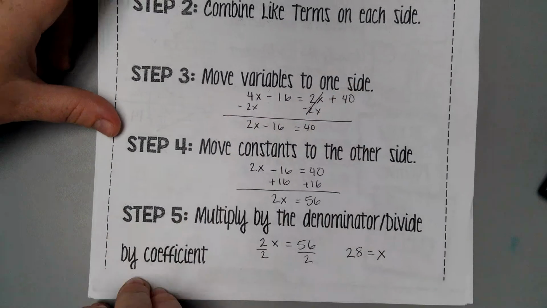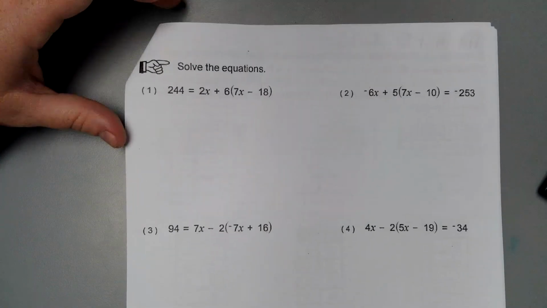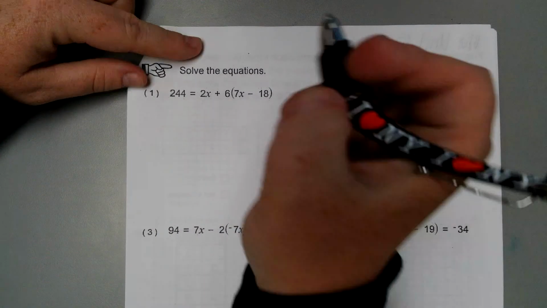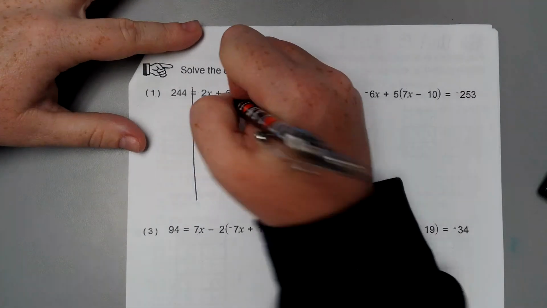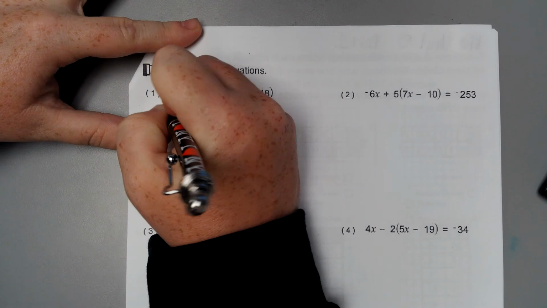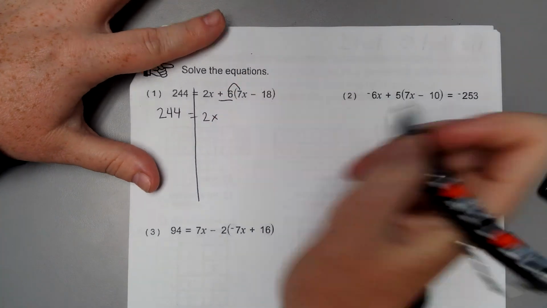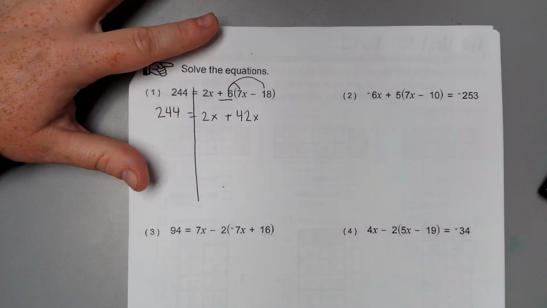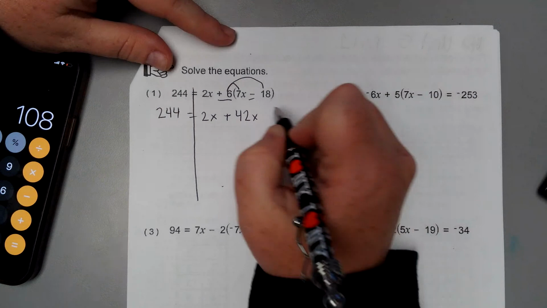So we're going to go through these steps on all of these problems. I'm probably only going to do 3 of them. So the first thing you look for, are there parentheses? There are right here. So that means we need to distribute the 6, and it's a positive 6. So I'm going to leave my 244, and I'm going to leave my 2x. Not doing anything with those yet. I have 6 times 7, which is 42. And then I have 6 times 18, 108, and it's a negative because we have that sign.